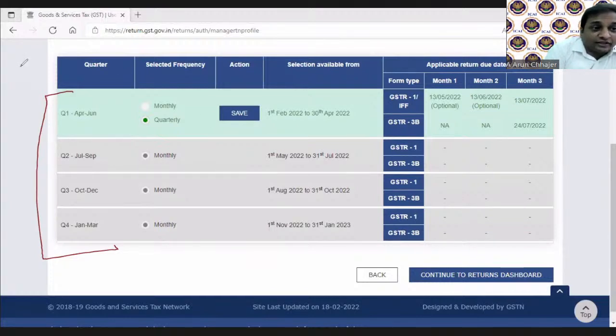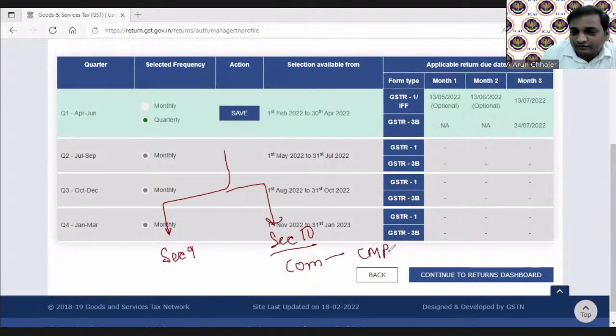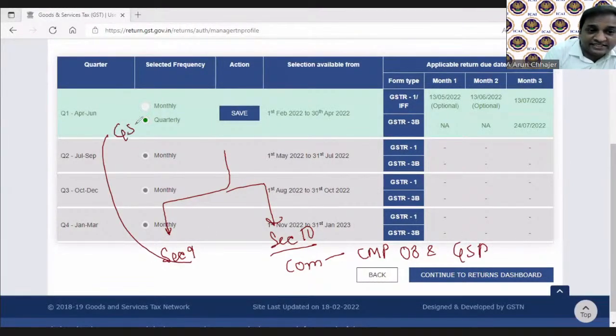QRMP, see, please note, composition is different. There are two categories of registration, section 9 and section 10. Section 10 is for composition, in which they will file CMP 08 and GSTR 4. Section 9, they are filing the GSTR 1 and GSTR 3B.